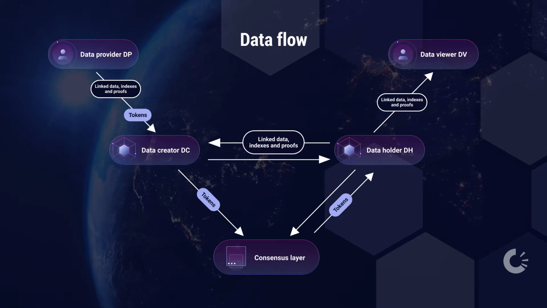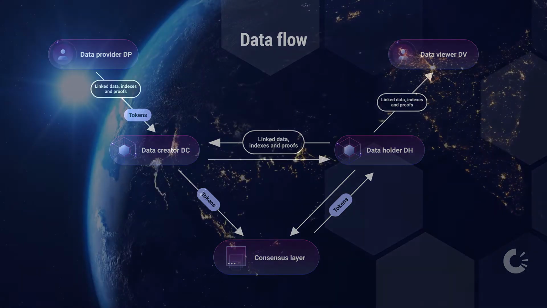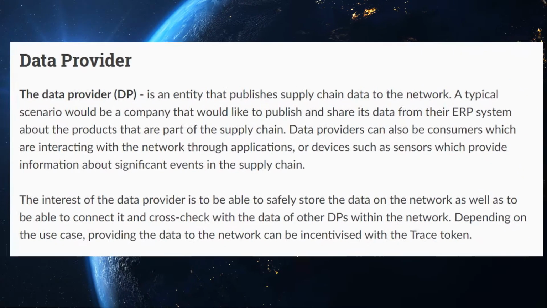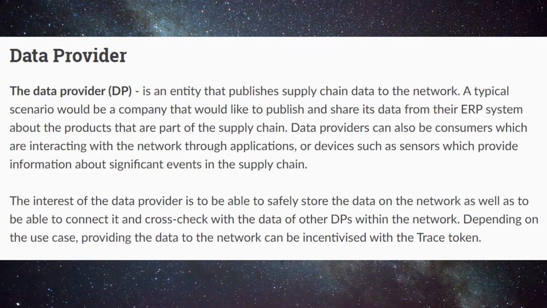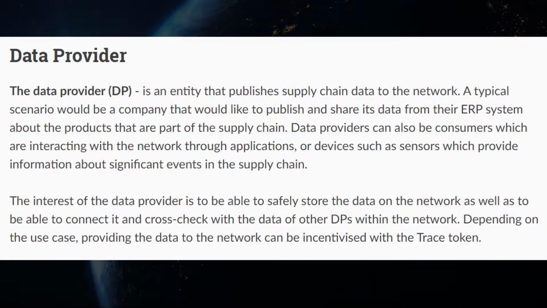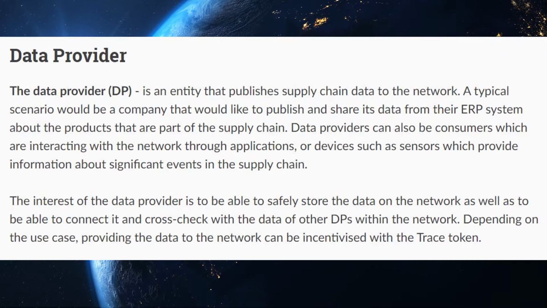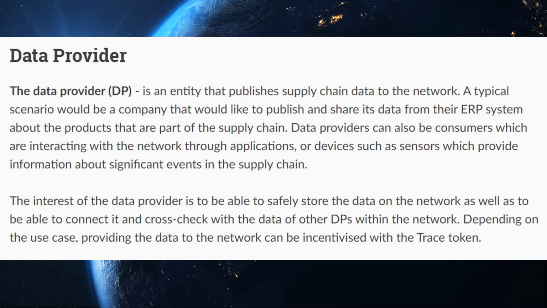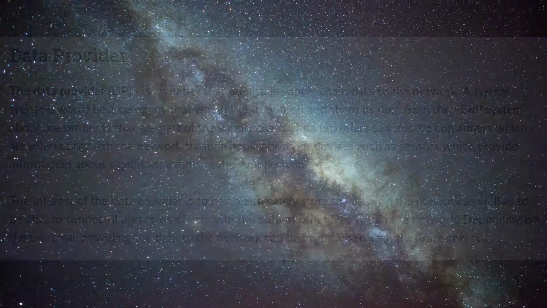This is the flow of data in the OriginTrail network. Now you have a data provider. Data providers are entities that publish supply chain data to the network. A typical scenario would be a company that would like to publish and share data from their ERP system about their products that are part of their supply chain. Data providers can also be consumers, interacting with the network through applications or devices such as sensors, which provide information about significant events in the supply chain.